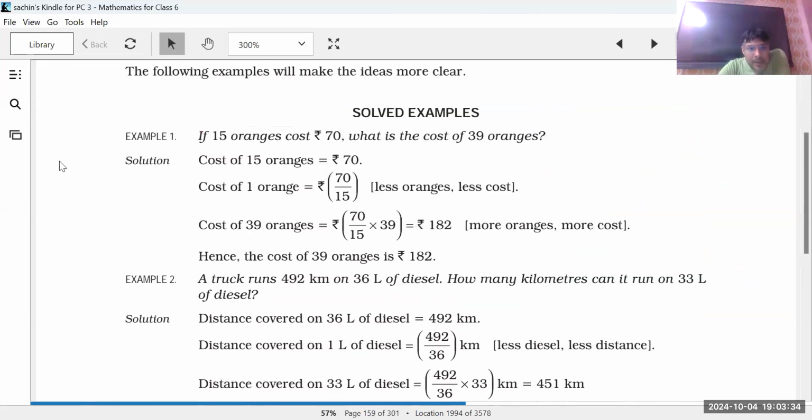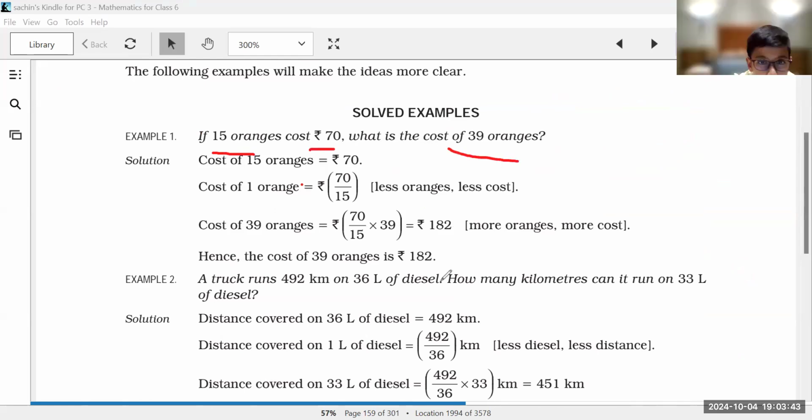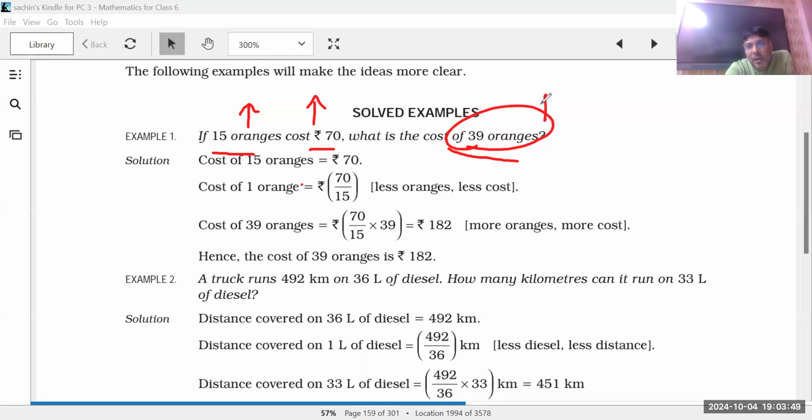Let's see more examples. 15 oranges cost 70. So 39 oranges will cost more or less? More. So oranges are increasing, price is also increasing. 39 oranges means more price. Then these many kilometers in 36 liters. If liters increase, kilometers are also more. If liters are less, kilometers are also less. Can you see the pattern?